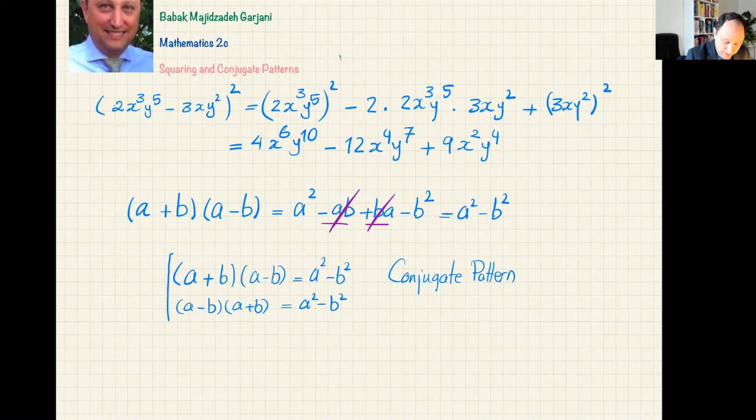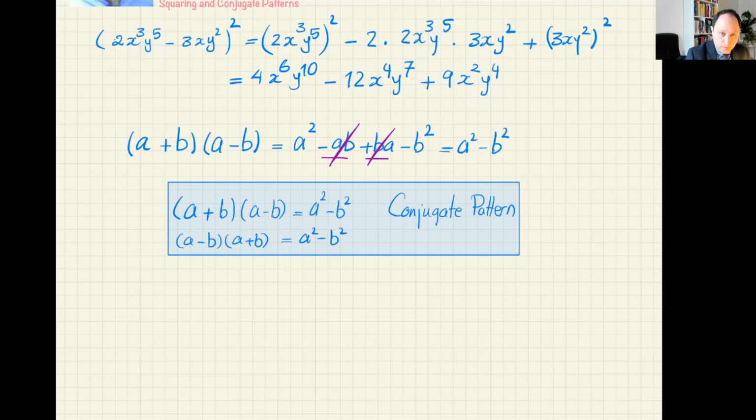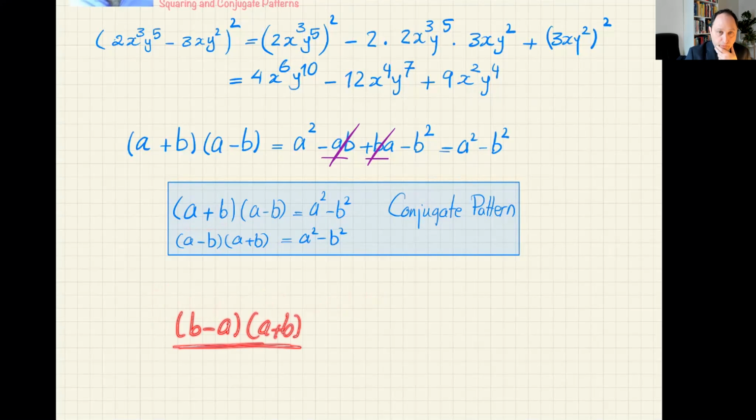Let me get rid of this, and then I will explain that. So for example, what you are asking is that if I have b plus a times a minus b, there is no difference between b plus a and a plus b. So the answer is again a squared minus b squared. But if I have b minus a times a plus b, you need to be careful. Yes? Okay, that's a good question. If I have b minus a times a plus b, how should I know which one is the first one, which one is the second one?